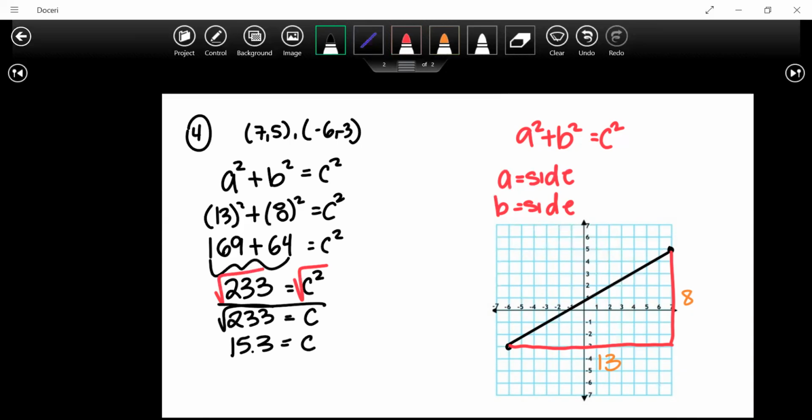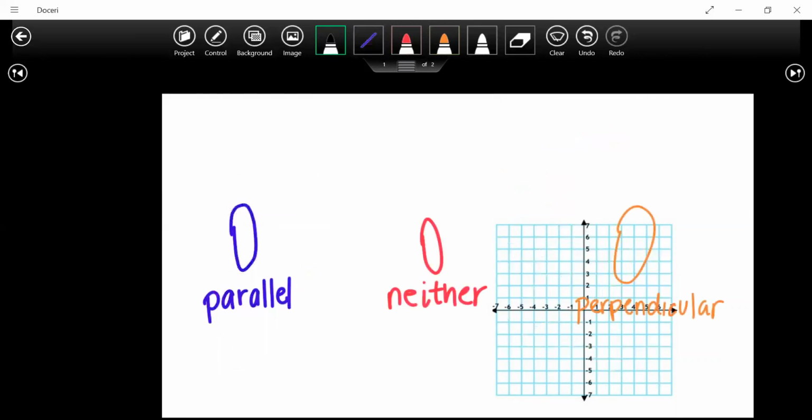So these would have both been acceptable. This tells me this full length right here is 15.3 units, or square root of 233. Really big, not too big. Okay, so that's that. Let's clear it.